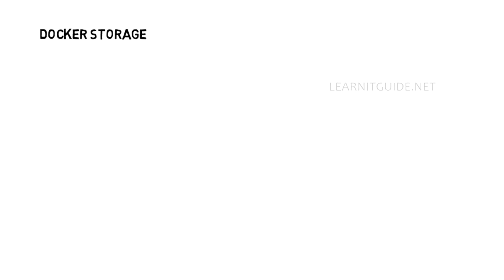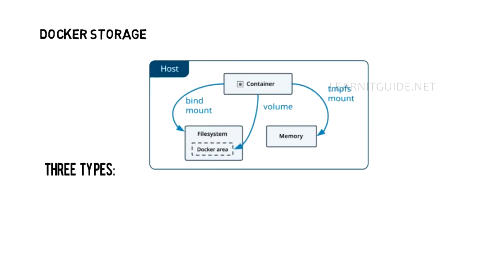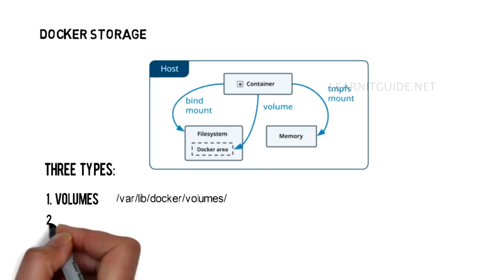Docker storage. Any data written to a Docker container will not be available when the Docker container is removed. So we must use Docker storage to keep the data permanently if needed. There are 3 types of storage available with Docker. Volumes. Volumes are stored in a part of the host file system which is managed by Docker, under the directory /var/lib/docker/volumes on Linux. Volumes are the best way to persist data in Docker.